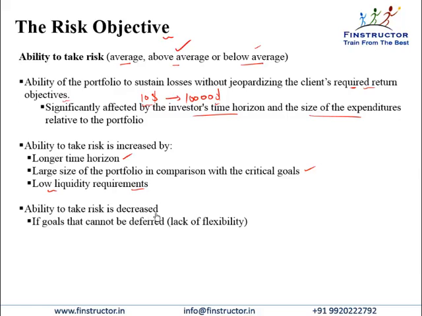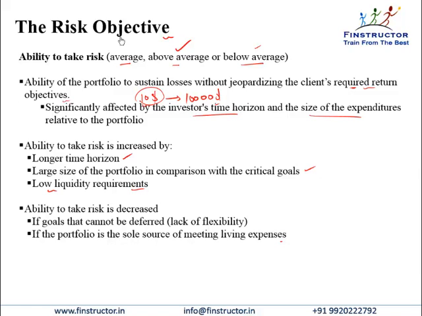Ability is decreased if there is less flexibility in the goals. So goals are very critical. That is, this $10 must be earned under all circumstances. If that is the case, then the ability is lower. If goals can be deferred, the ability is better. If the portfolio is the only source of meeting the living expenses, that is, there is no income coming in, then again the ability to take risk will be lesser.